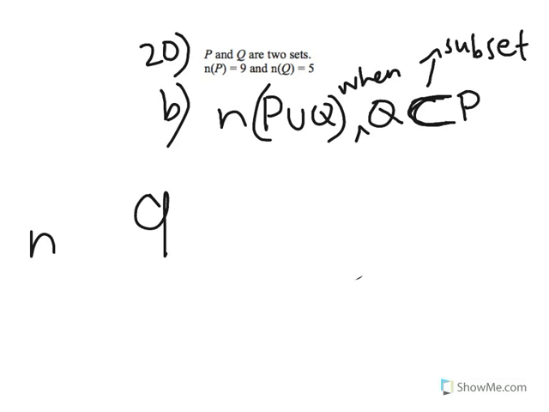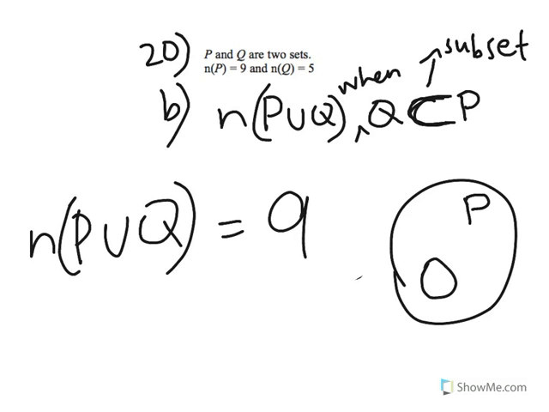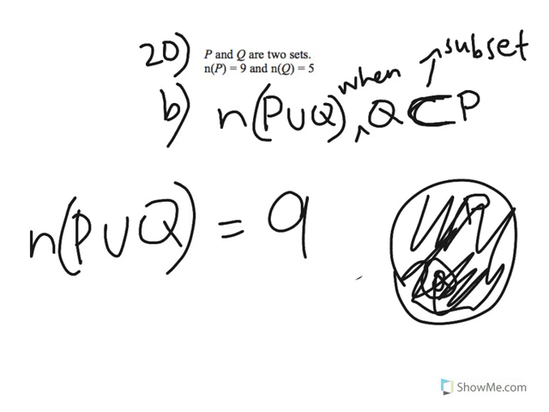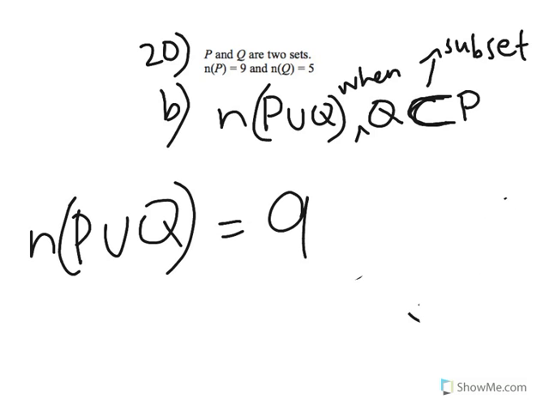So the number of elements in P union Q is equal to 9. Because all of the elements in Q are already included inside P. So it's just 9.